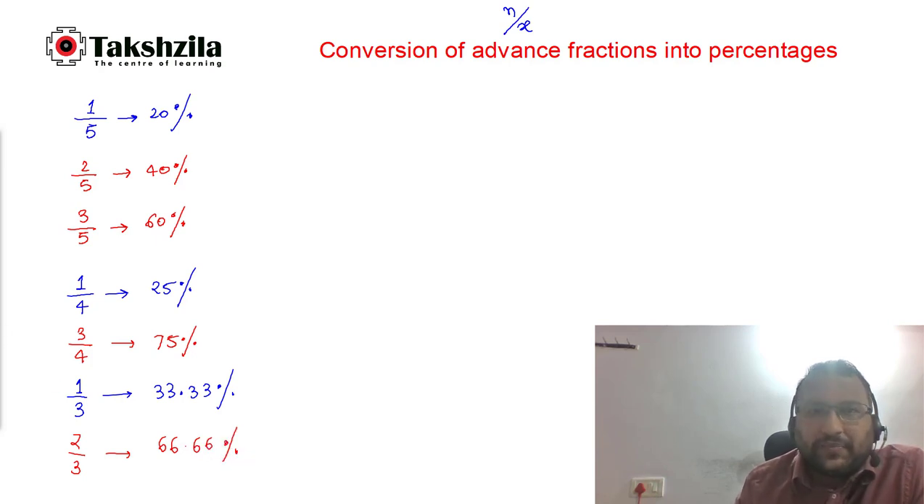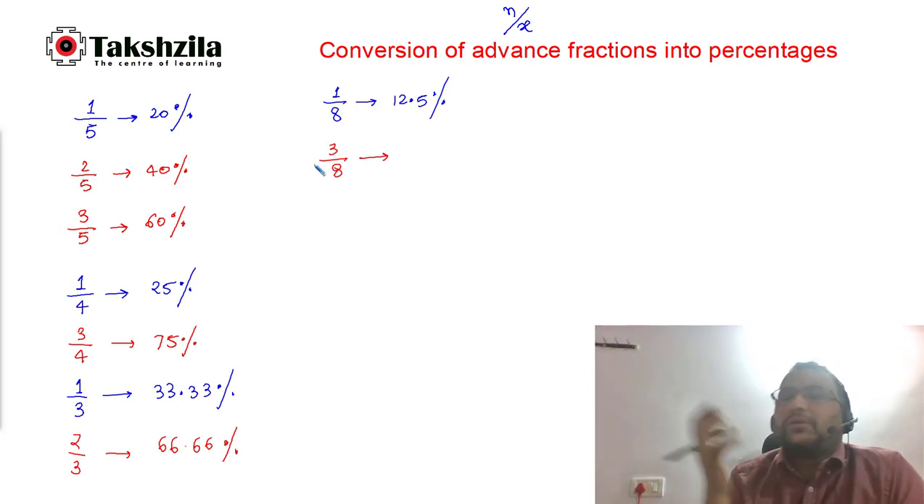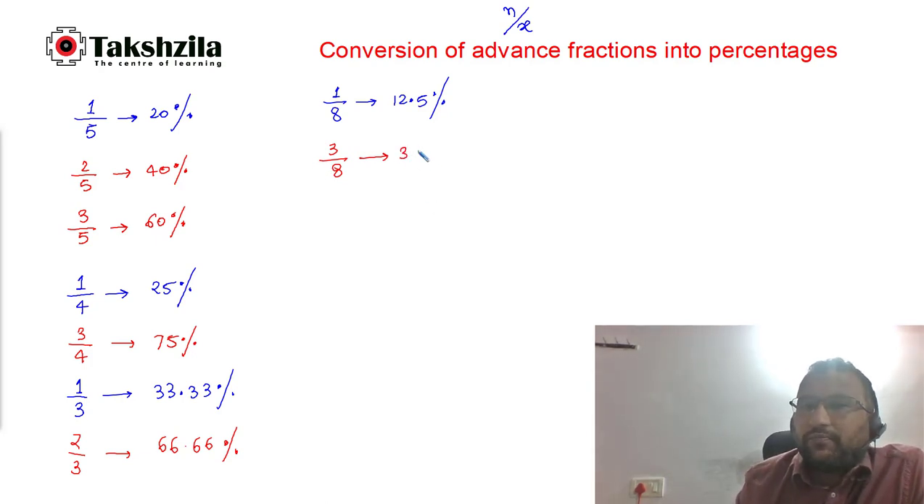Similarly, after this, if I get 1 mark out of 8 marks, I will be getting 12.5%. Now, if I ask you, if I get 3 marks out of 8 marks, then I will be getting how many percentages? It is 12.5 into 3. That is equal to 37.5%.